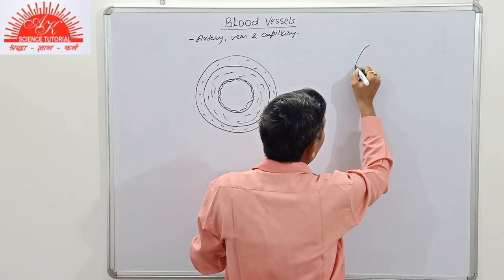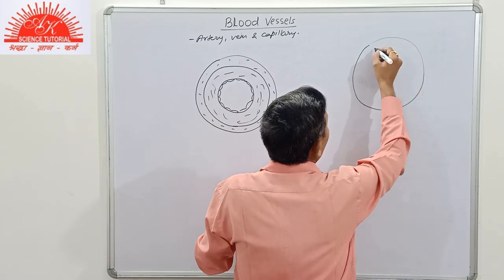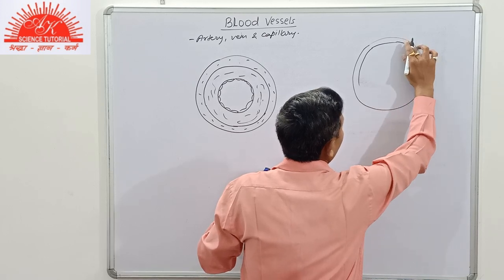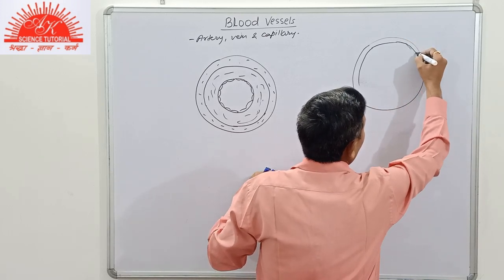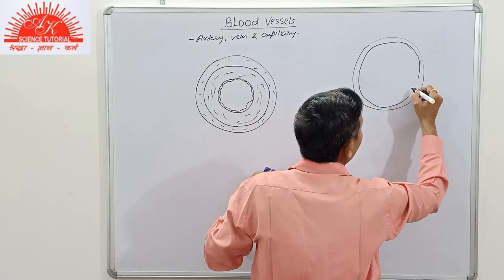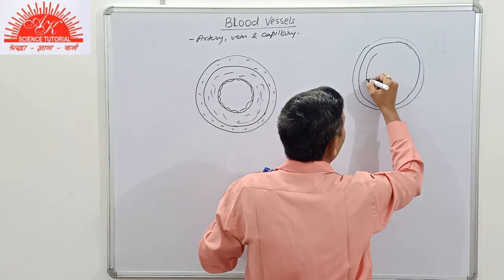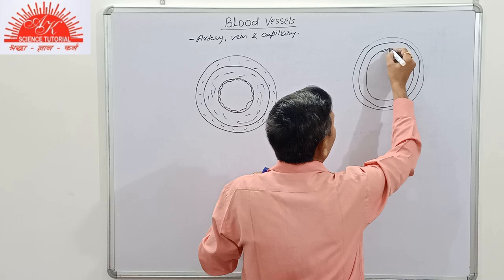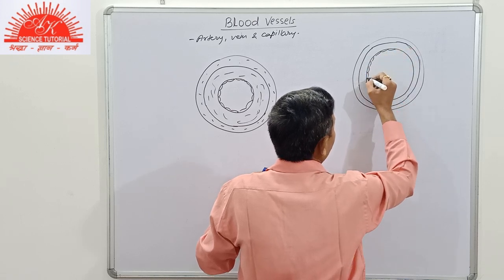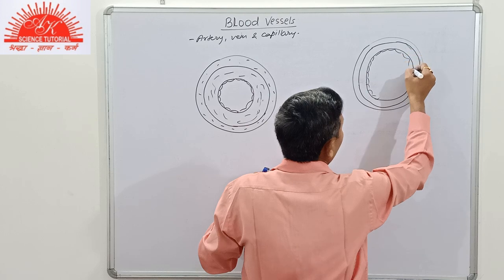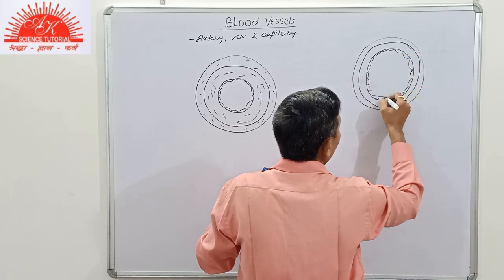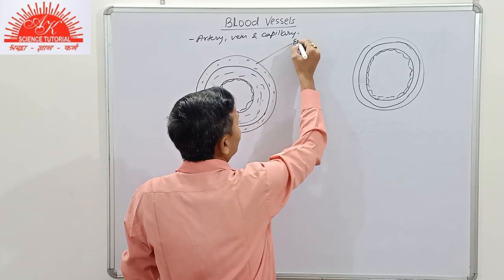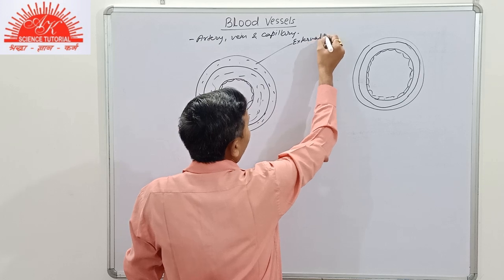In vein, if we draw the similar structure, it has a non-elastic, thin wall, a thin muscular layer, and a wider lumen, that is, the wider passage. If we label it, this is the outermost layer, termed the external layer.